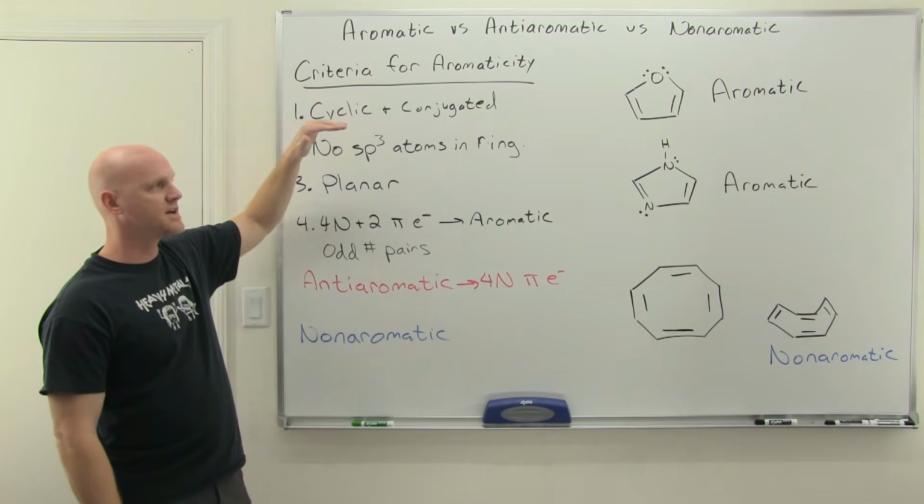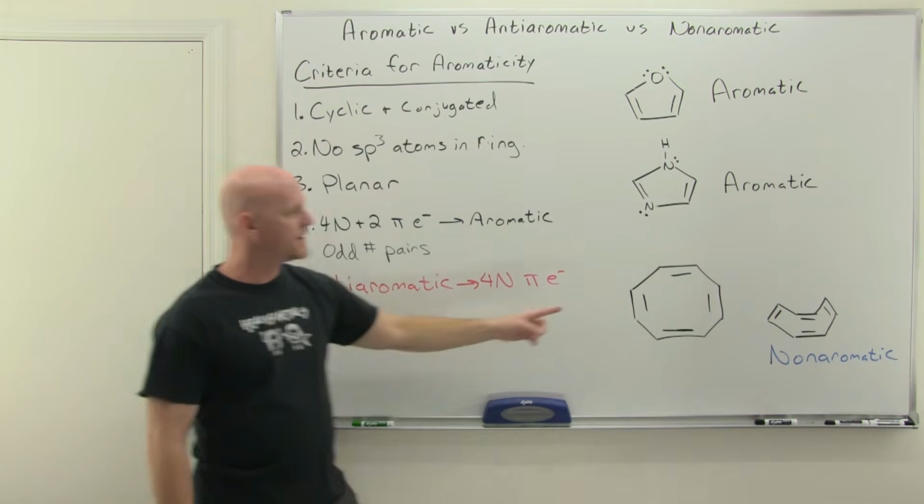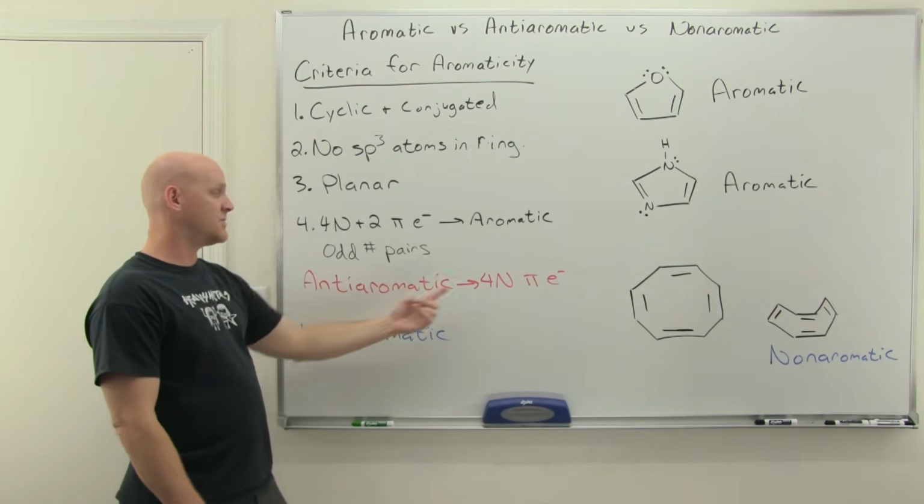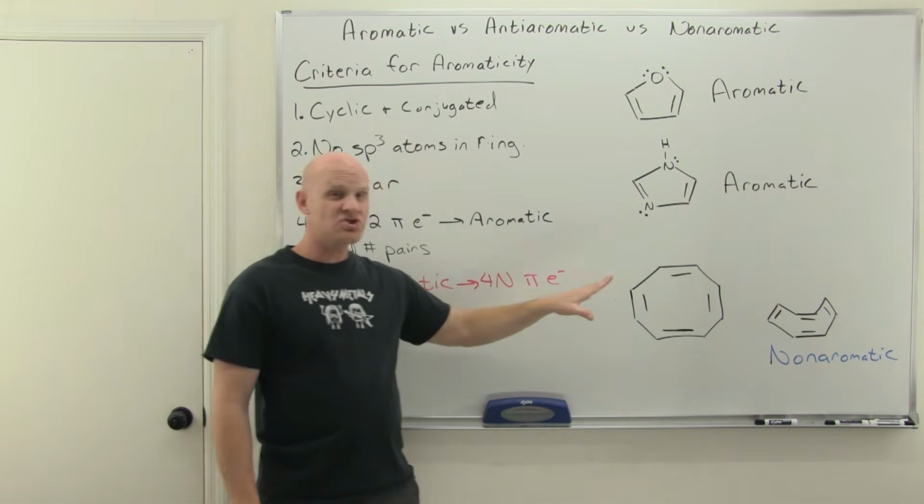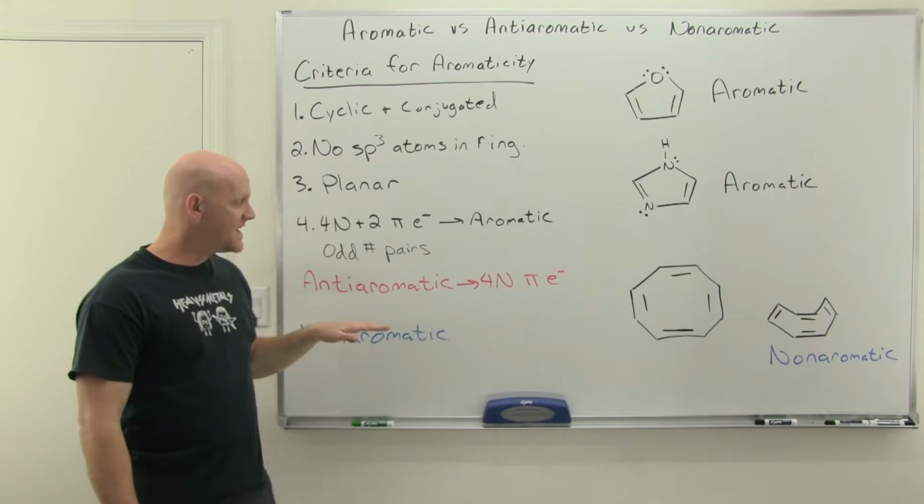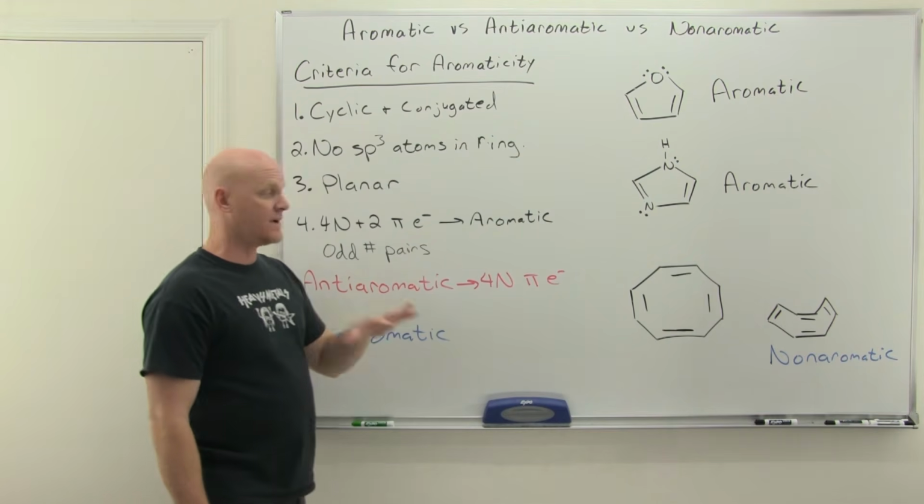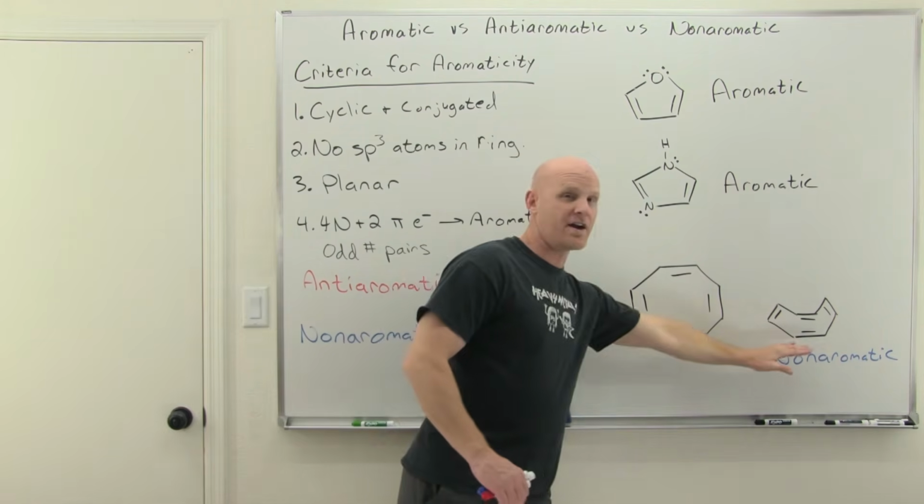It would be cyclic and conjugated, no sp3s, planar, but it would have 2, 4, 6, 8 pi electrons, and at that point, that's a multiple of 4. And so if we assumed it could be planar, then it would actually end up being anti-aromatic instead. So again, in reality, it can't be planar, and it's non-aromatic.